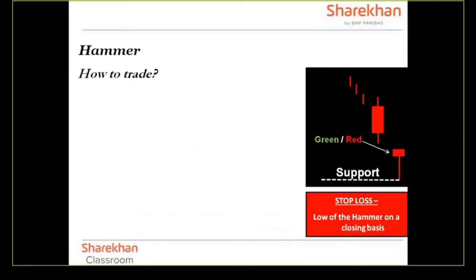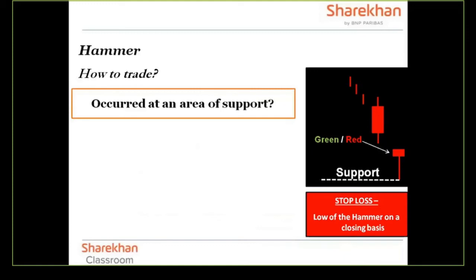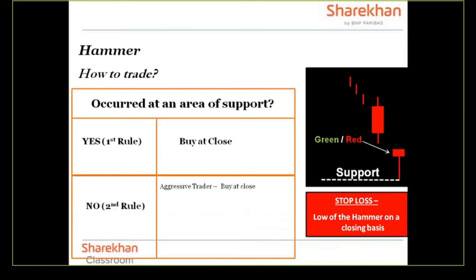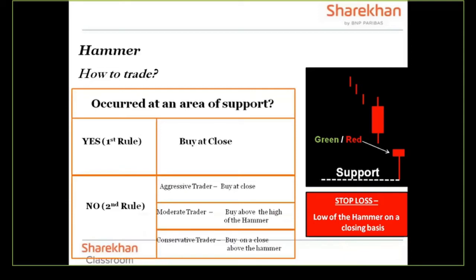Now, how do you trade a hammer pattern? If it has occurred at an area of support, well and good. You can just buy at the close itself. Or if it's not, then as an aggressive trader, you can buy at the close. As a moderate trader, you can buy above the high of the hammer. Or as a conservative trader, you can decide to buy on a close above the hammer on the next candle itself. This is how we have planned the plan of action for every pattern.